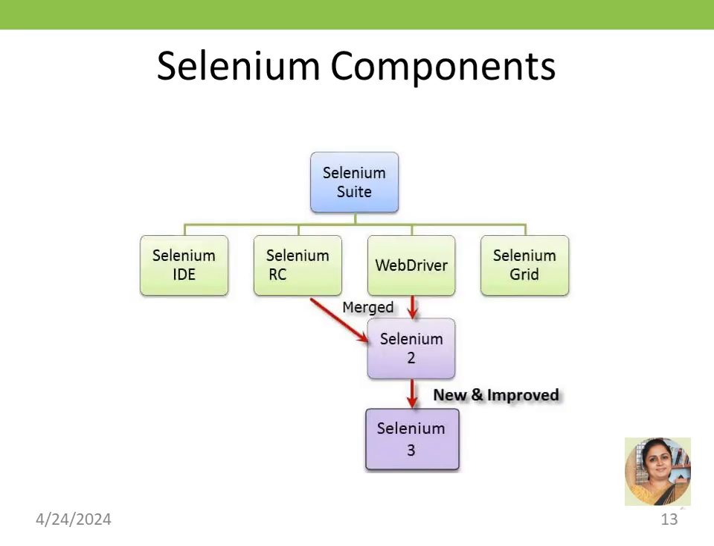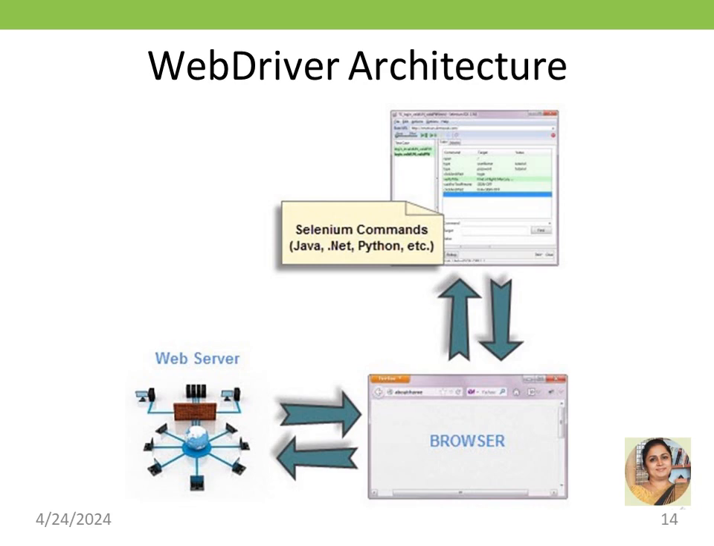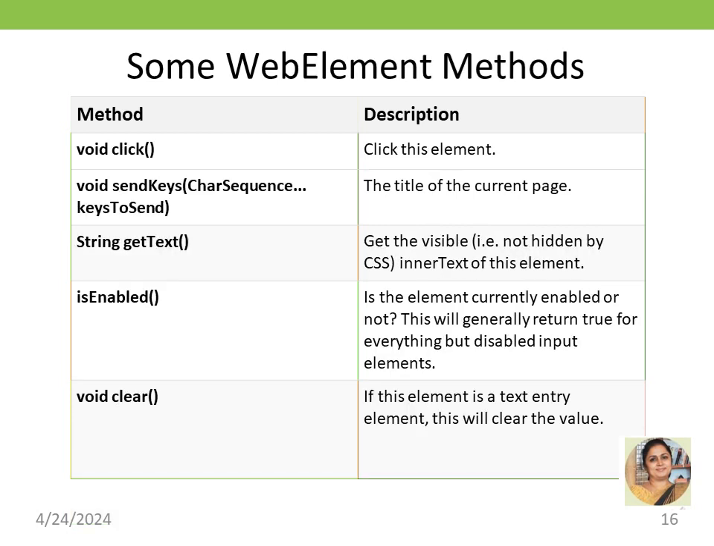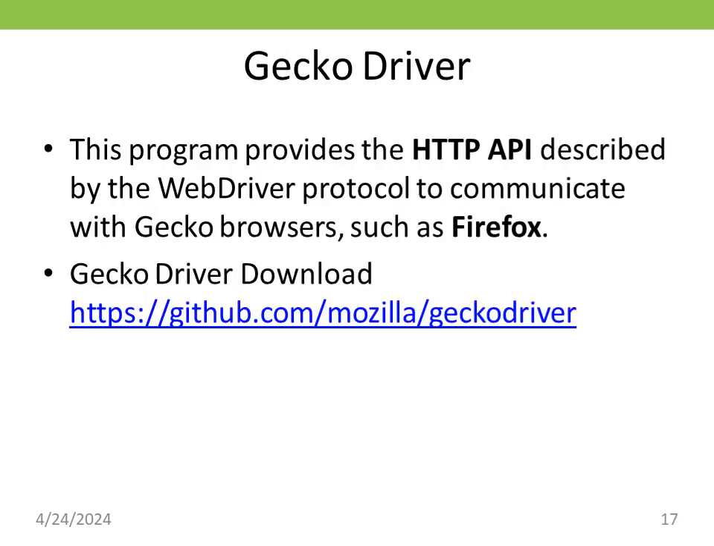So these are the components. This is the WebDriver architecture. Here, commands in languages like Java, .NET, Python, etc. can be used. The browser can work with different software through the commands, and a web server is used for different browsers. There are some WebDriver methods like void get, string getTitle, WebElement findElement, void close, void quit, WebDriver.navigation, void click, void sendKeys, string getText, isEnabled, and void clear.